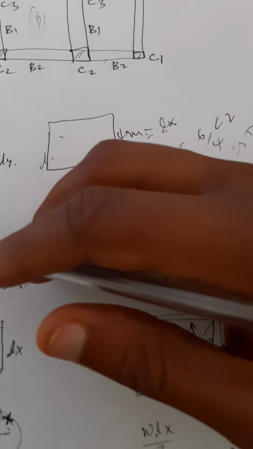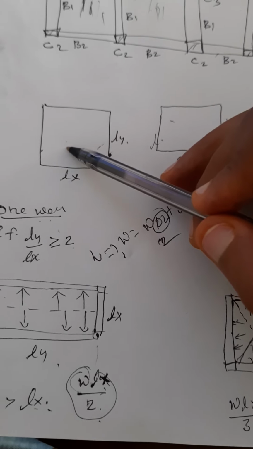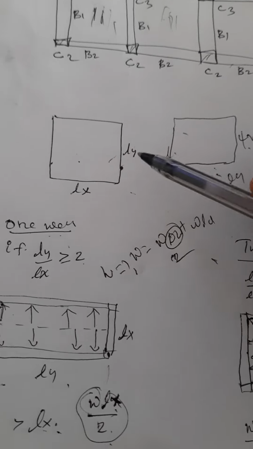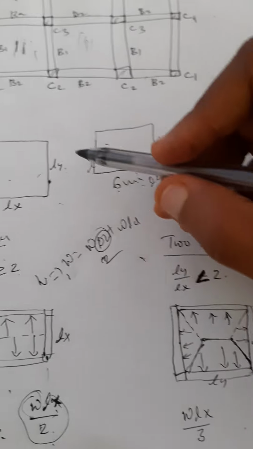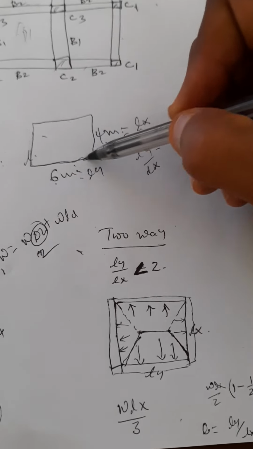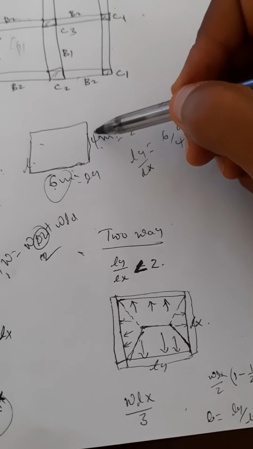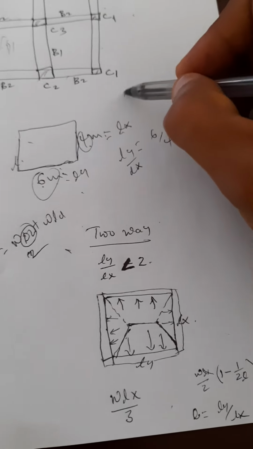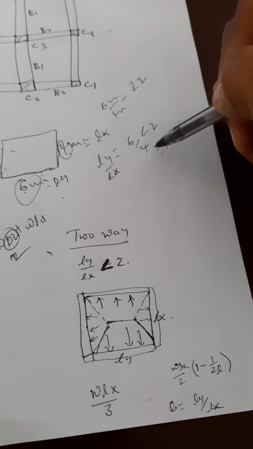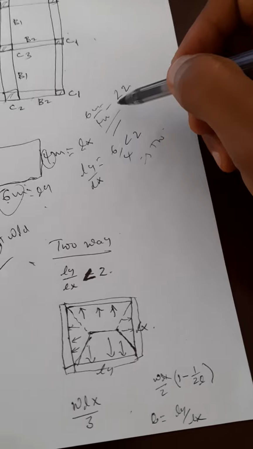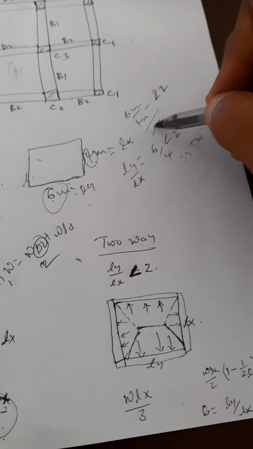When we look at the one-way slab, the larger direction is always Ly. Ly means the larger direction. For example, if we have a slab cross section which is 6 meter length and 4 meter width, Ly will be 6 meter because 6 meter is greater than 4 meter. So Ly over Lx means 6 meter over 4 meter, which is less than 2. We call it a two-way slab.